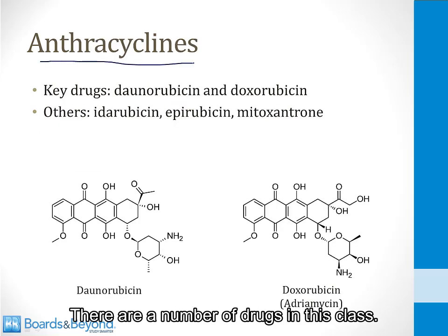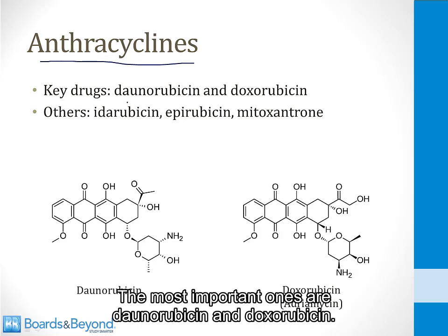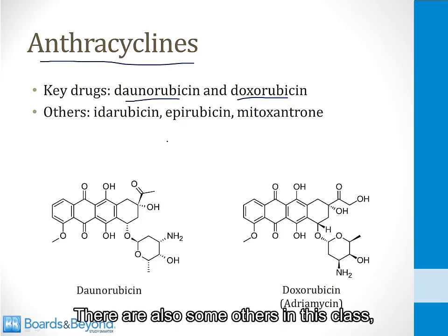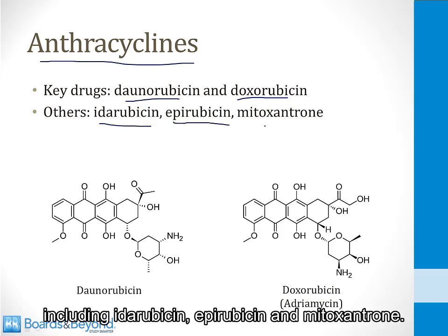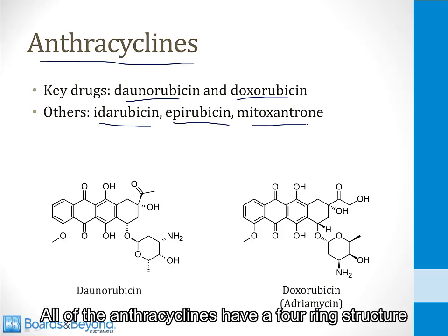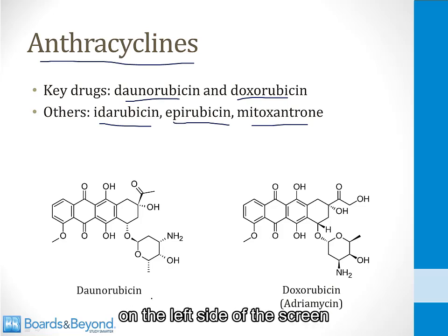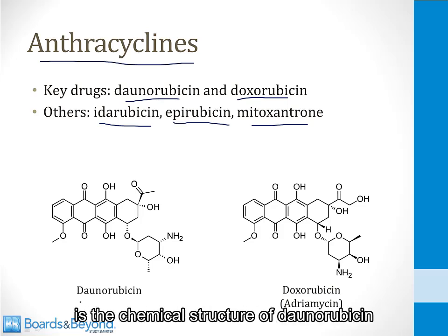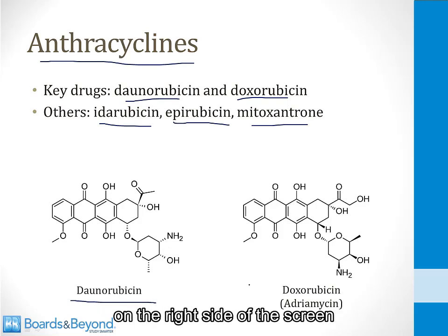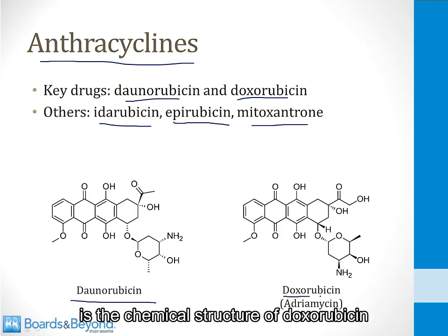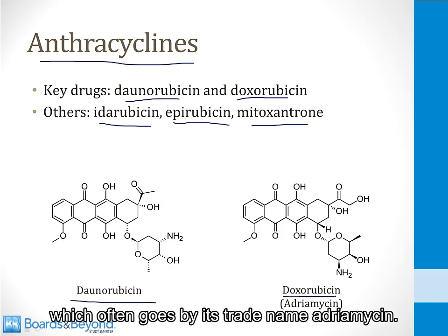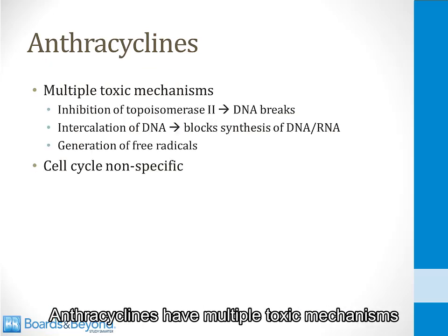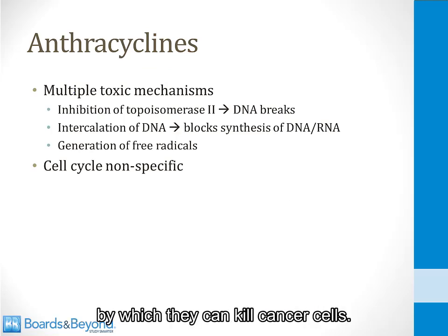There are a number of drugs in this class. The most important ones are daunorubicin and doxorubicin. There are also some others in this class, including idarubicin, epirubicin, and mitoxantrone. All of the anthracyclines have a four-ring structure like what's shown on the screen here. On the left side of the screen is the chemical structure of daunorubicin. On the right side of the screen is the chemical structure of doxorubicin, which often goes by its trade name adriamycin.